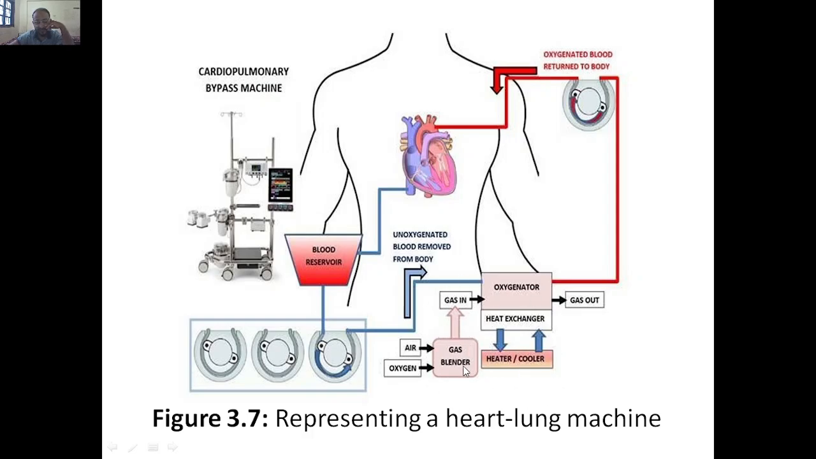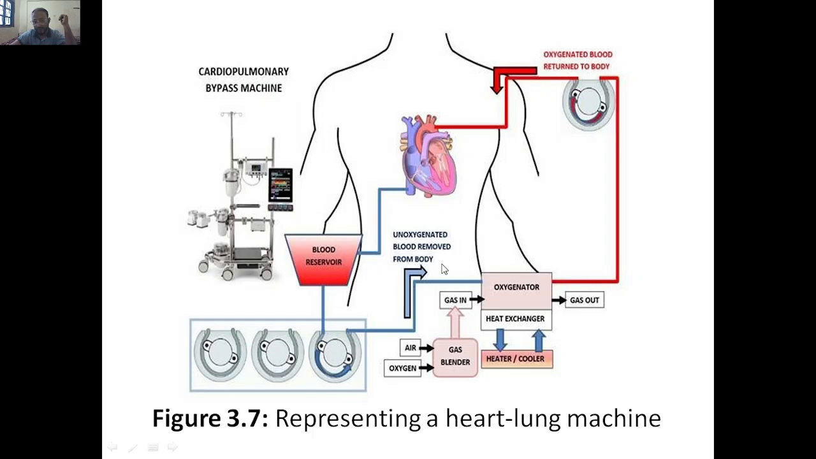So the gas blender will be there, that means it will mix up the gas, and then gas in will be there. That means it will give the oxygen inside this particular chamber. The heater or cooler will be there to monitor the temperature, so that this particular oxygenator will give the oxygen to this particular blood. In this chamber, the blood comes, it gets oxygen, and it gets out with the oxygen.